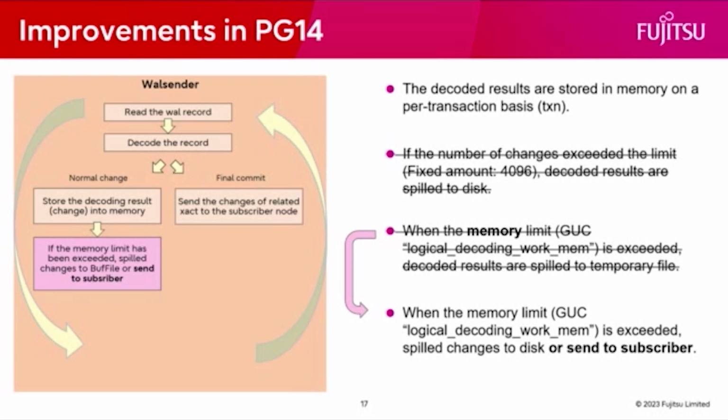The transmission of a chunk begins with a new replication message, stream start, and concludes with stream stop. This cycle repeats until the transaction is finished on the publisher side.